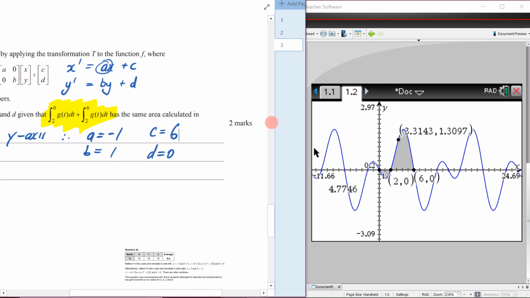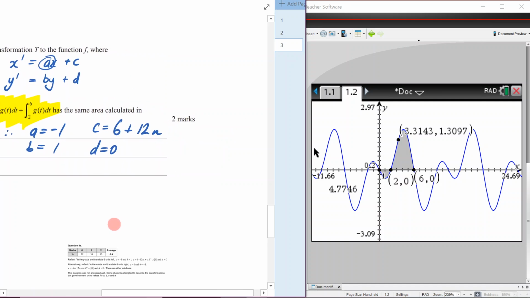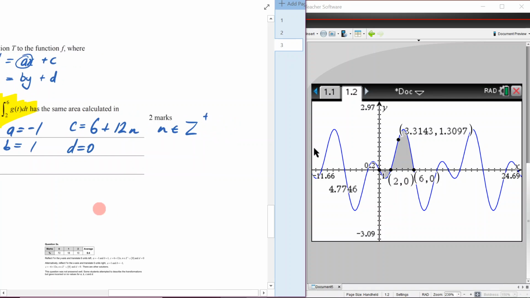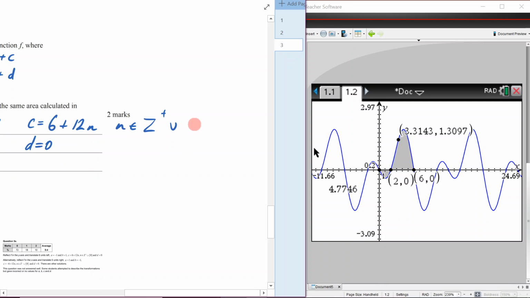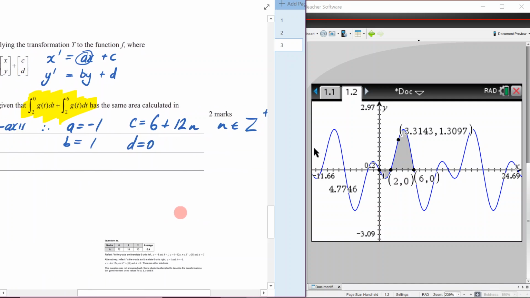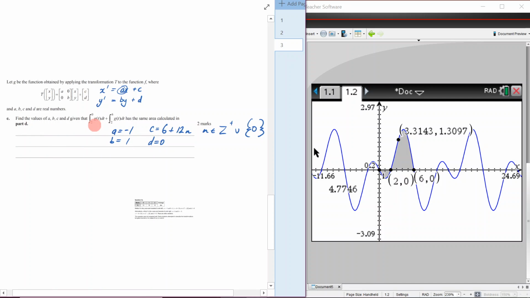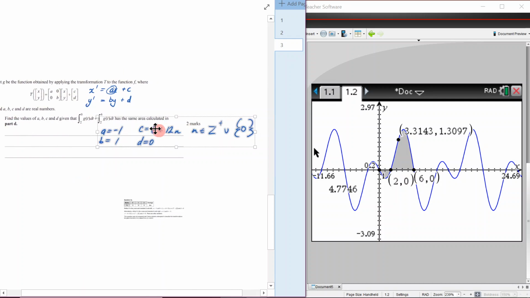So that means I could actually plus 12n to this, and I have to tell them what n is. n is going to be an element of the integers that are positive, and it's also going to include 0 because I can do it without it. Okay, I think that's it for that one. I might get rid of this because I don't really need it. I just want to make my working as neat as possible. So let me just put this right in the middle, like so.